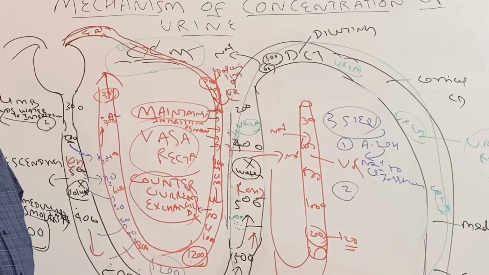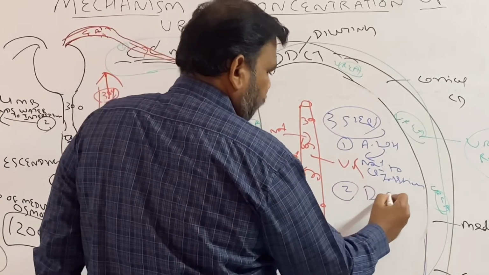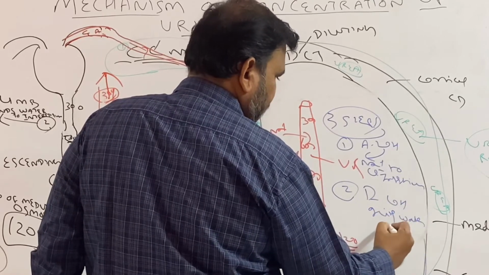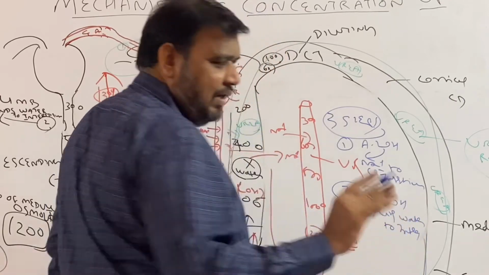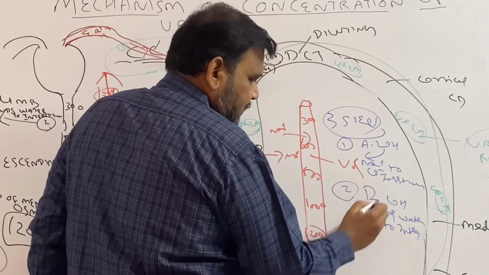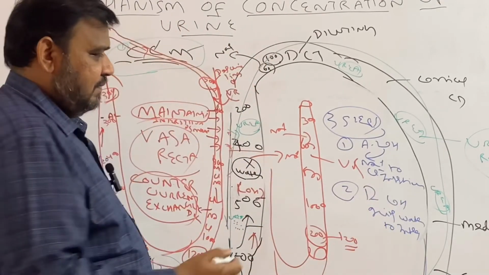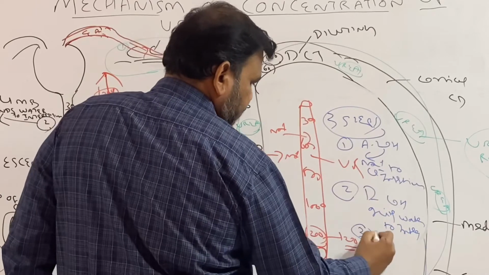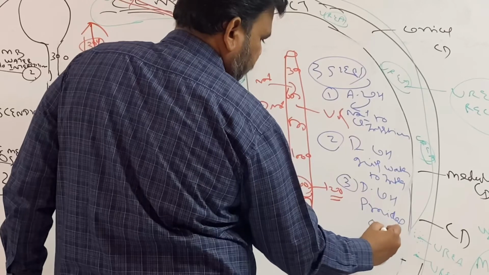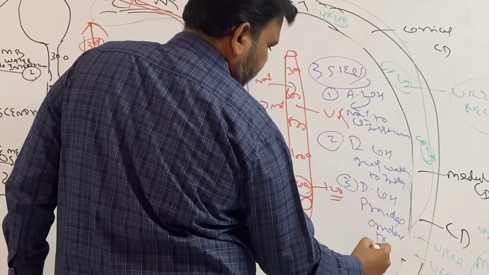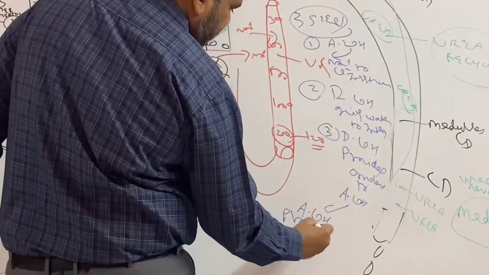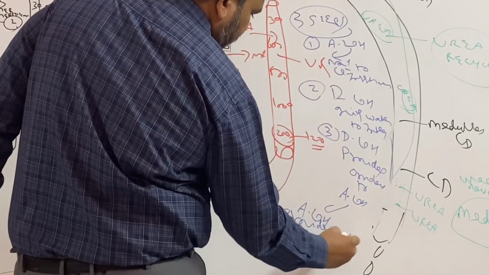Second step is, yeah, descending limb of loop of Henle giving water to interstitium. Don't worry, water will not dilute the interstitium. Just now we have explained that. This is descending limb, concentration will be increasing. Third step is, descending limb of loop of Henle provides osmolarity to ascending limb. And what does ascending limb do? Ascending limb provides osmolarity to medulla.